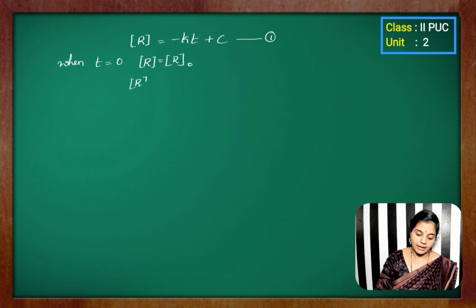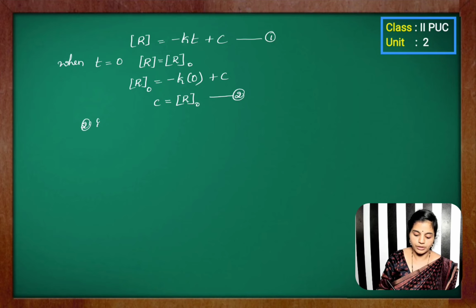So now at time t is equal to 0, concentration of R is R naught, which is equal to minus K, time is 0, plus C. So therefore we can write C is equal to R naught. Let me denote this as equation 2. Now I'll substitute equation 2 in 1. That is, I am substituting value of constant of integration into equation 1. So I can write concentration of R is equal to minus Kt plus C, that is R naught.